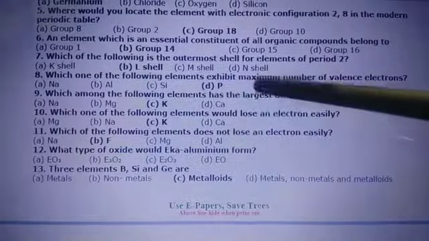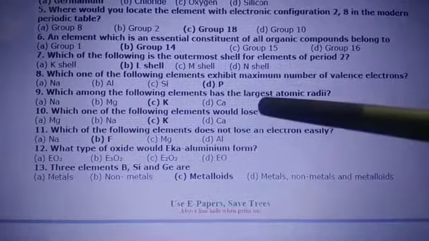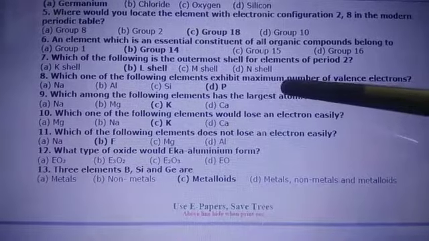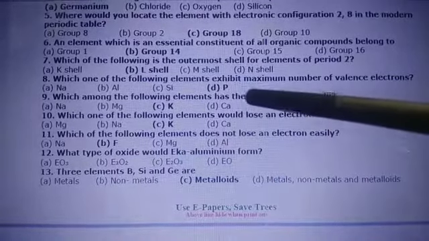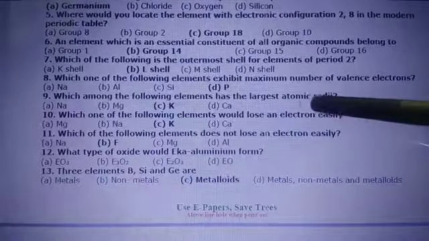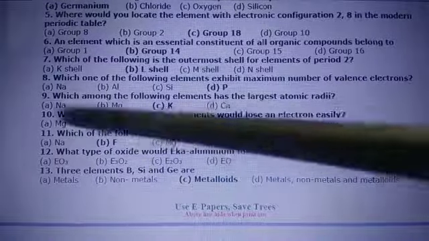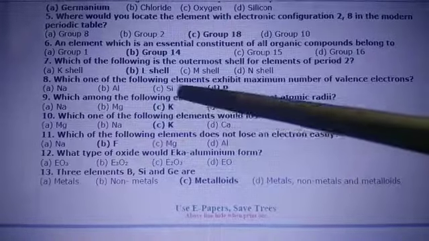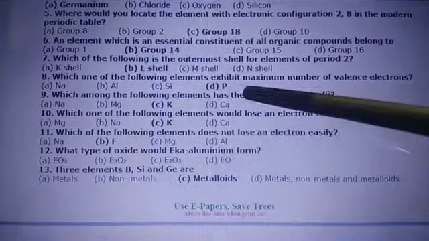7. Which of the following is the outermost shell for elements of period 2? A. K shell, B. L shell, C. M shell, D. N shell. The answer is B. L shell. 8. Which one of the following elements exhibits the maximum number of valence electrons? The options are A. Sodium, B. Aluminium, C. Silicon, D. Phosphorus. The answer is D. Phosphorus.